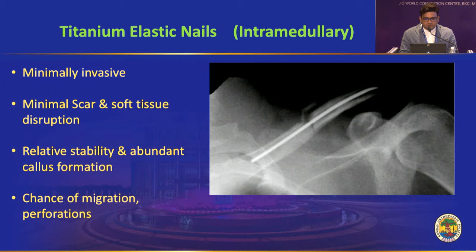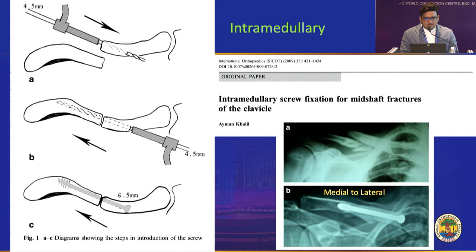with minimal scar and soft tissue disruption. Relative stability can give an abundant callus, but the chances of migration and perforation are very high with an elastic nail. This has traditionally been used for clavicle fractures. So there are various techniques which are described now.